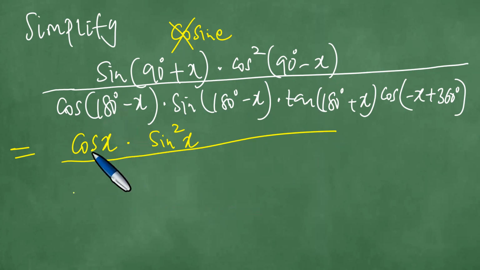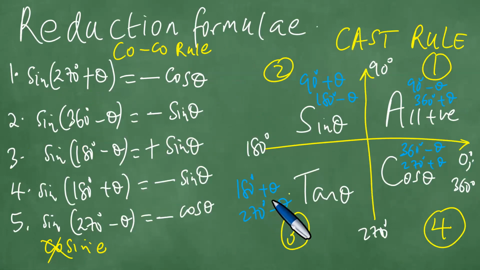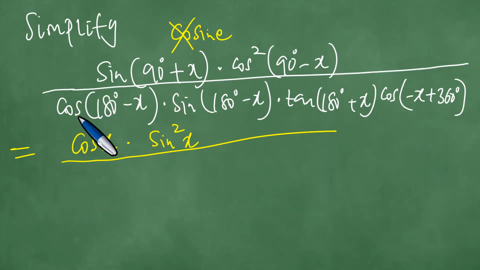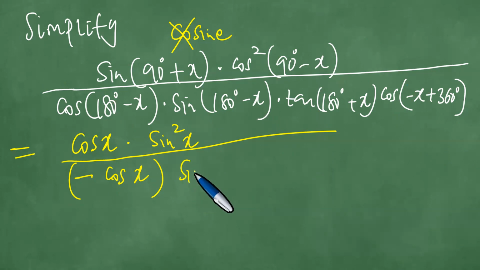The denominator, 180 degrees minus x, in which quadrant is it? 180 degrees minus theta is in the second quadrant, and the sine is the only one positive there, and therefore the cosine is going to be negative in the second quadrant. It's going to be negative cosine x. Put in some parentheses like this. 180 degrees minus x, we've already seen, is in the second quadrant, and in the second quadrant the sine is the only one positive, so this is going to be the sine of x.